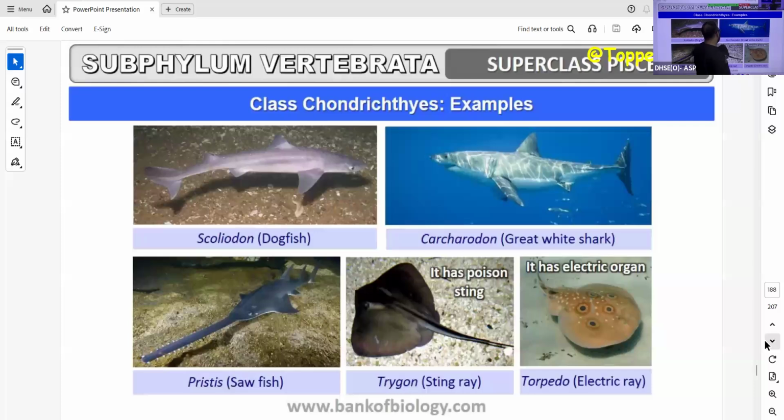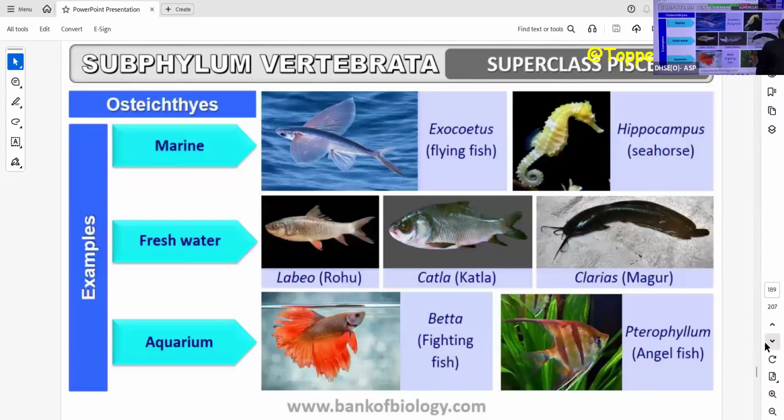So you'll have to remember them, specifically these two, because of their unique features. It has a poisonous sting, that is the stingray or Trygon. Then it has an electric organ, it is the electric ray or the torpedo. The Carcharodon is the great white shark and the Scoliodon is the dogfish. Clear?